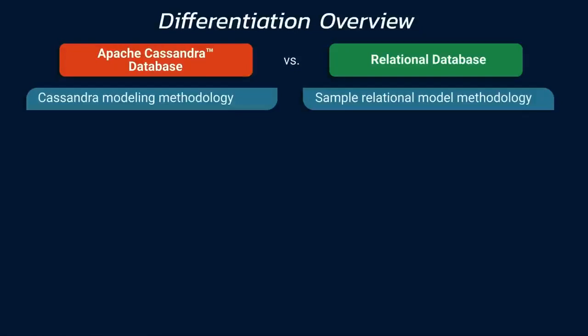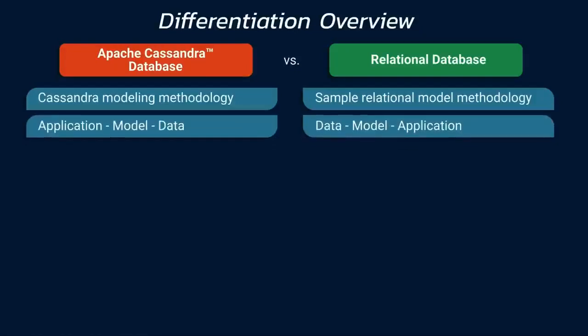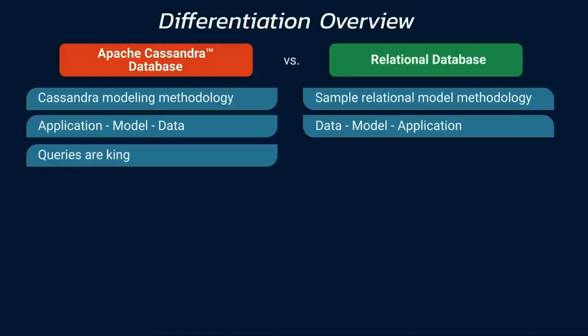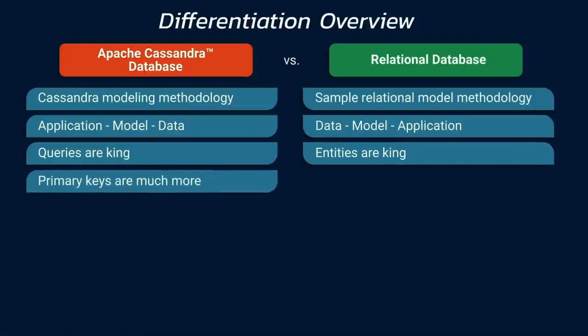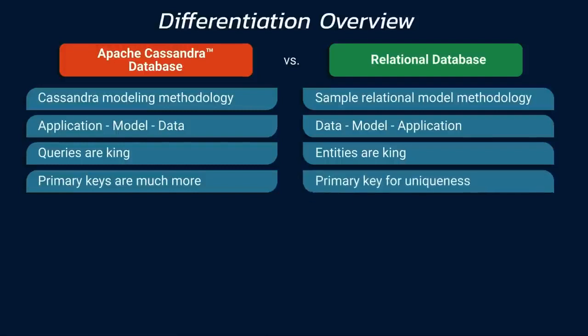In Cassandra modeling, we think about the application needs when building the data model. Since queries are the driving force for this model, those queries must be conceptualized before data entry, whereas in a relational model, entities are the driving factor. In relational modeling, primary keys are used to ensure uniqueness of the entities. In Cassandra modeling, primary keys take on an additional significance, particularly in determining performance on a large scale.